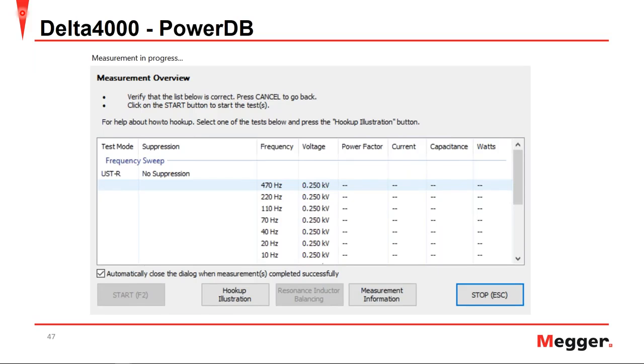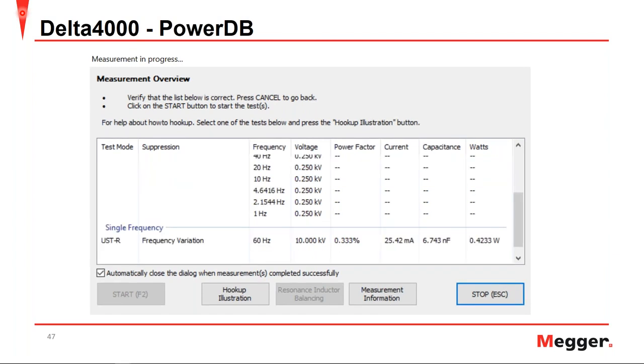When the measurement is in progress, or our power factor measurement is being performed, even with the narrowband dielectric frequency response selected, the first measurement will be your 60 Hertz measurement, as seen here. So it's still your UST mode, now your 60 Hertz value, and you get your power factor, your current, your leakage current, your capacitance, and your watt loss.